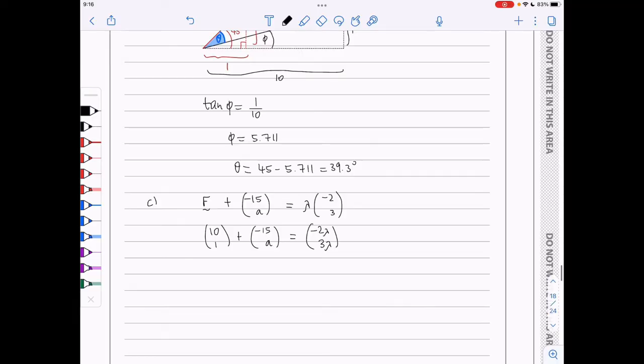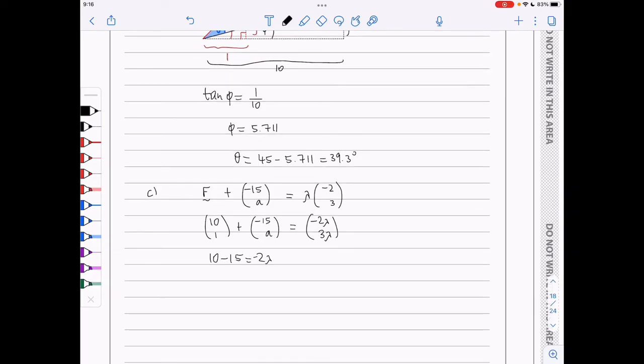If I equate the i components, 10 plus minus 15 is minus 2 lambda. So 10 minus 15 is minus 5, which is minus 2 lambda. So 5 over 2 is the value of lambda. And if I equate the j components, I get that 1 plus A is 3 lambda. So 1 plus A is 3 times 5 over 2. 1 plus A is 15 over 2. And therefore we get that A is 13 over 2.